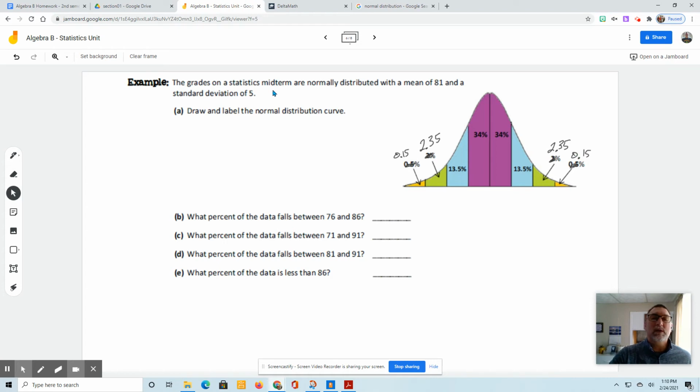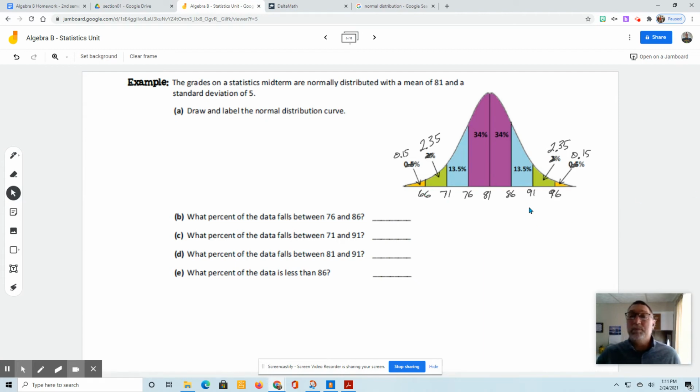So here it tells us the grades on a statistics midterm are normally distributed. So that means we can use a bell curve with all of these specific percentages with a mean of 81 and a standard deviation of 5. So first of all, they want us to draw and label it. So I've drawn it out here on mine, and so you want to put it on yours. And we label it, so the mean is the middle, that's 81. And then the standard deviation is our scale. So we add 5, so this is going to be 86, 91, 96, and we subtract, so 76, 71, and 66.